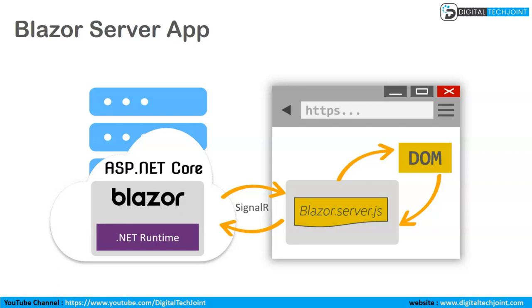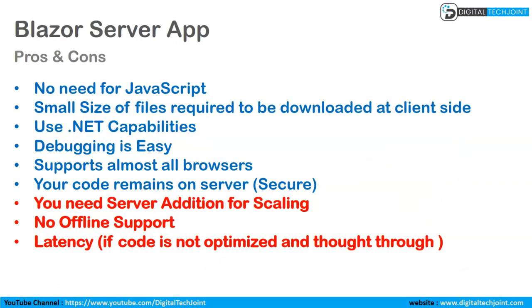But for now, look at this architecture, where we have a server-side component on the left-hand side with the .NET Core Blazor framework and then the .NET runtimes. Whereas on the right-hand side, we have the client, and the handshake between these two happens through SignalR. Now we'll go ahead and see what the pros and cons of a server app are.